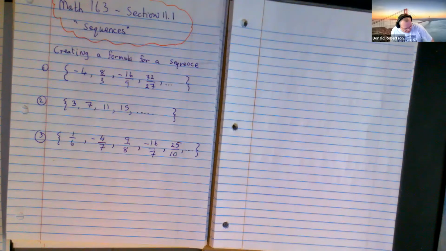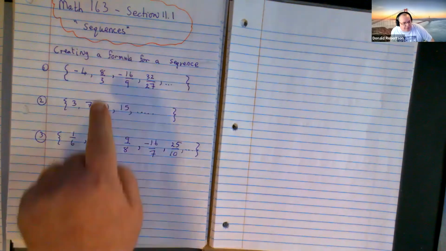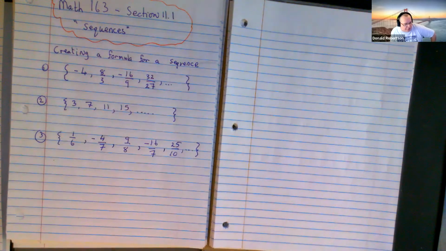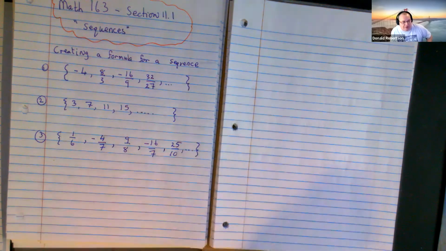First thing we're going to be doing is continuing from last time. We've got sequences. And what I've written down here are 3 questions, very similar to your homework questions. We're going to finish, and today this is the end of it, how do you create a formula for a sequence?